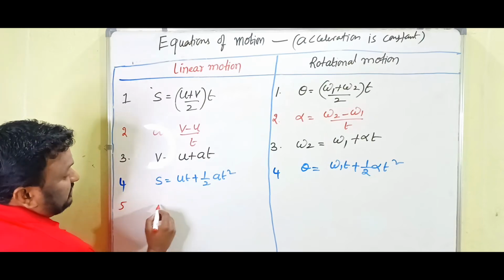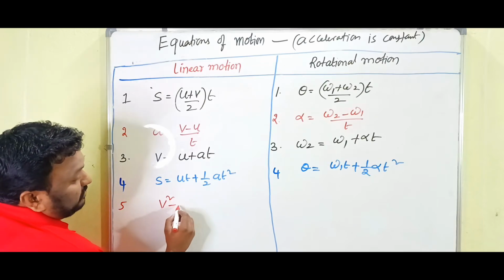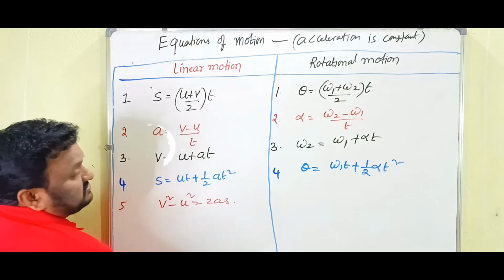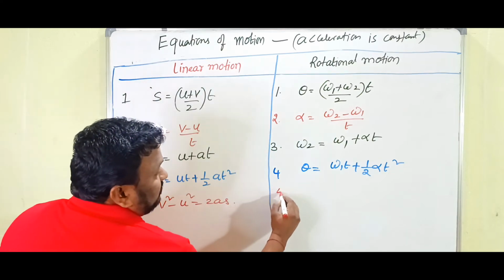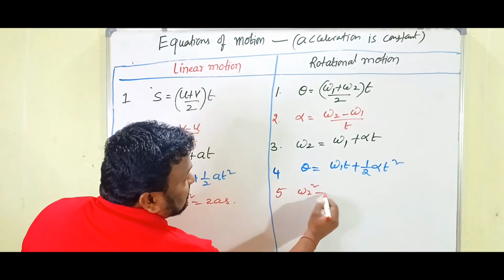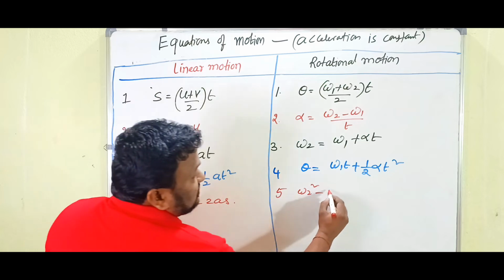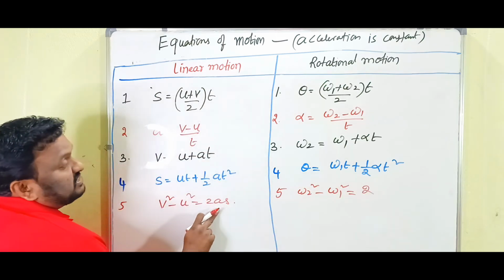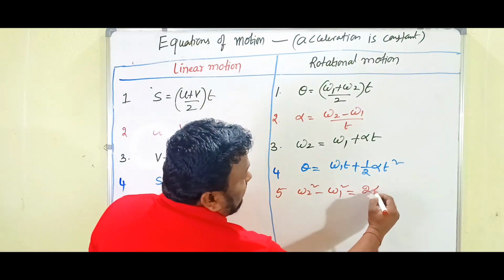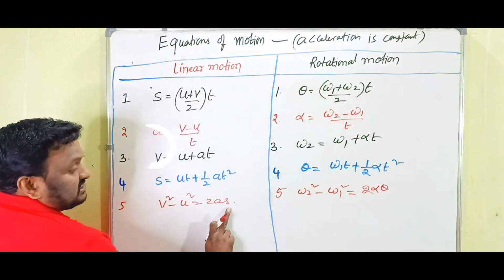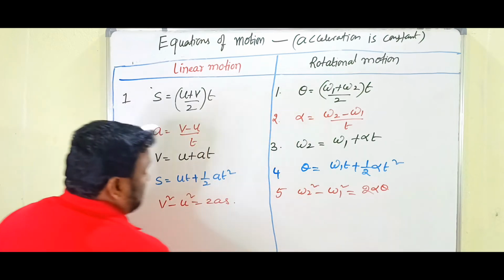And now the next one. Fifth equation is v square minus u square is equal to 2as. Same thing here, v is the final velocity. So omega 2, the final angular velocity, square minus initial angular velocity square is equal to 2 into alpha, here angular acceleration, into theta, here angular displacement.